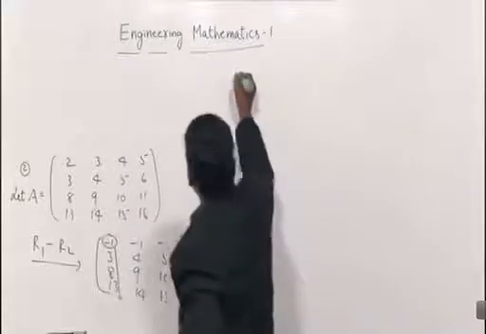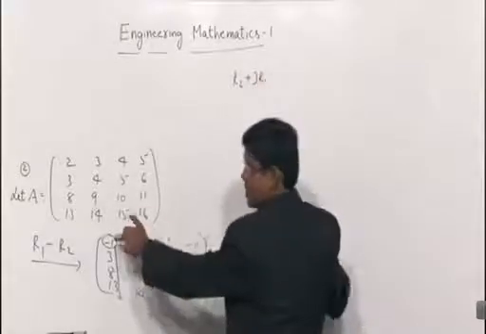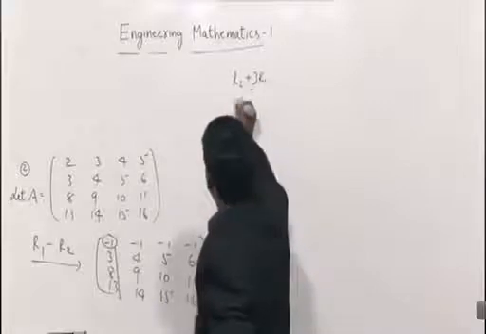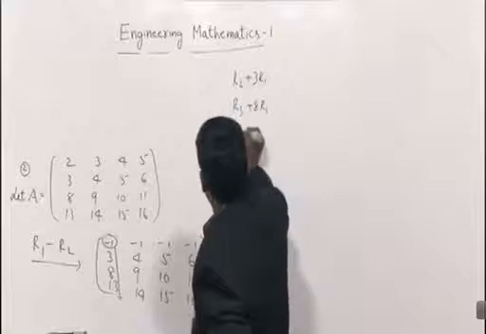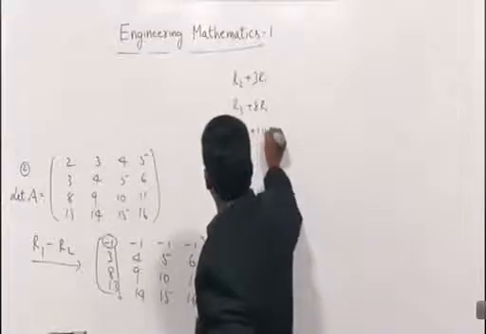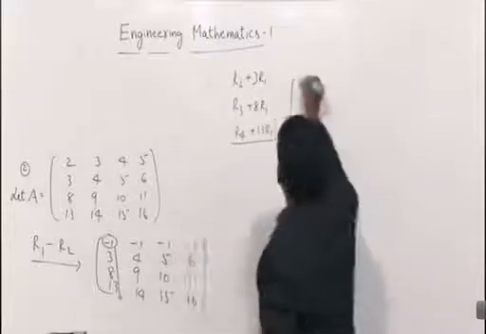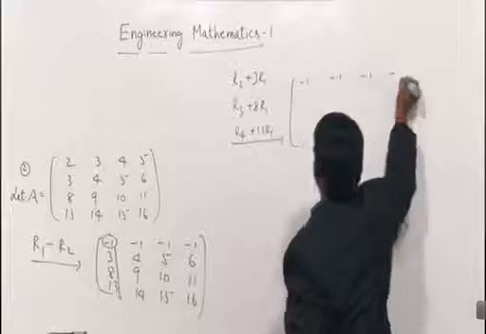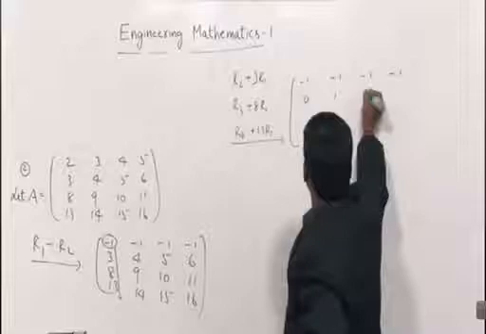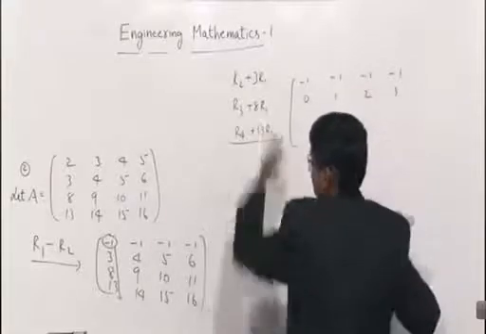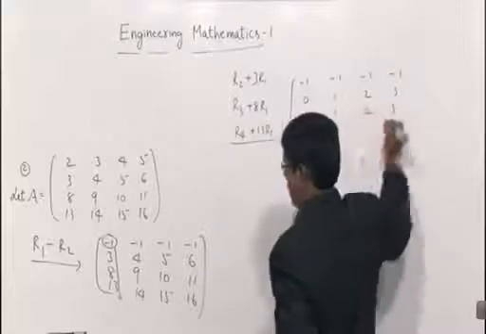That means R2 plus 3R1. See, 3 plus 3 into -1 becomes 0. R3 plus 8R1, R4 plus 13R1. So these change in the next step. The first row is the same, because only R2, R3, R4 are affected by these operations. Calculating R2 gives 0, 1, 2, 3.